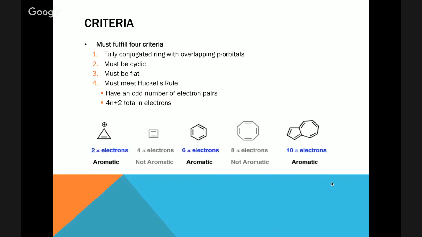So in order to be an aromatic compound, it must fulfill certain criteria. First, it has to be a fully conjugated ring with overlapping p orbitals. That means there's no space in between these pi bonds. Obviously, you can't have two pi bonds in a row, but you'd want to have one little gap in between them. But if you have a pi bond and then two carbons in between and then another pi bond, obviously it's not conjugated.